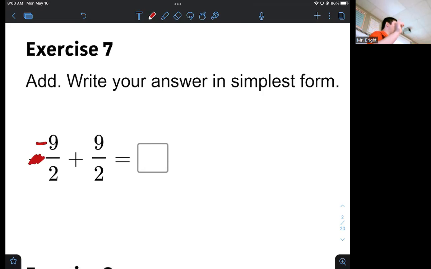And who wins the war? The -9 or the +9? Neither of them. And what's my answer going to be then? 0 halves, and 0/2 is the same as just 0. Yeah, nobody wins. It's a tie. There's only one number in the world that doesn't take sides, doesn't have a sign, and that number is 0.